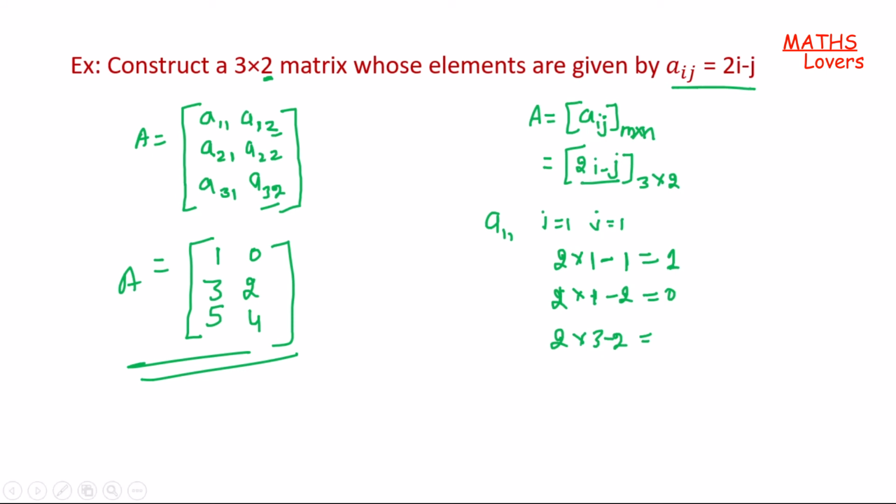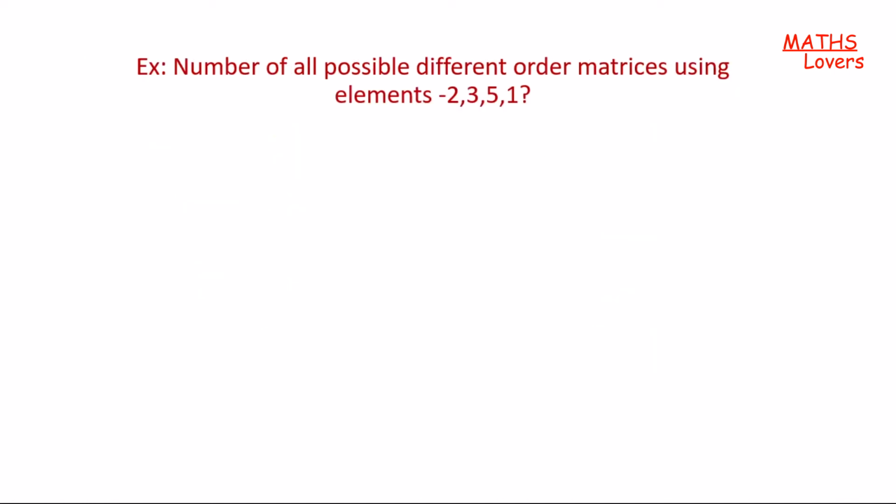Let's proceed to our next example. Number of all possible different order matrices using the elements -2, 3, 5, 1. So let's draw the different order matrices possible with these elements. One matrix can be like this: -2, 3, 5, 1. Here the order is 4 by 1, 4 rows and 1 column. And one matrix can be like this: -2, 3, 5, 1. Here the order is 1 cross 4, 1 row and 4 columns.